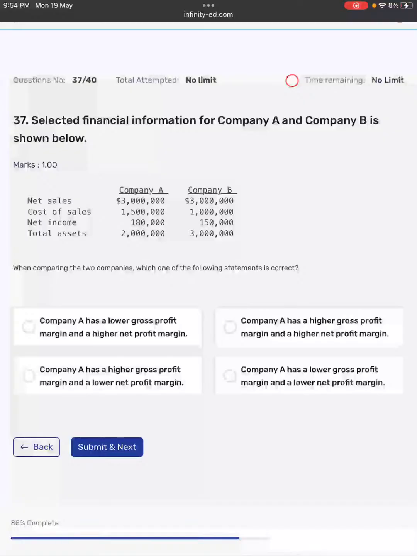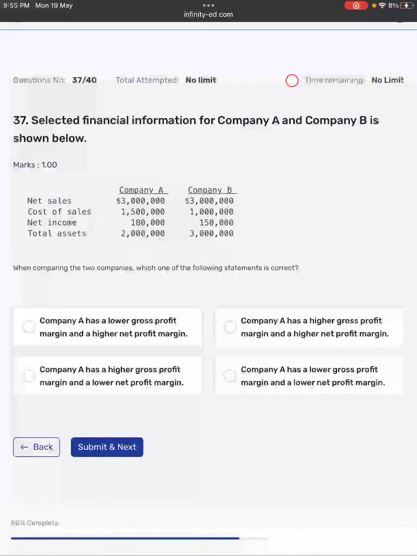Company A has lower gross profit margin and higher net profit margin. Gross cost of goods sold. Gross profit margin means 1530 means yes, company A has lower and net profit margin. Net income, company has lower, higher. This is correct.